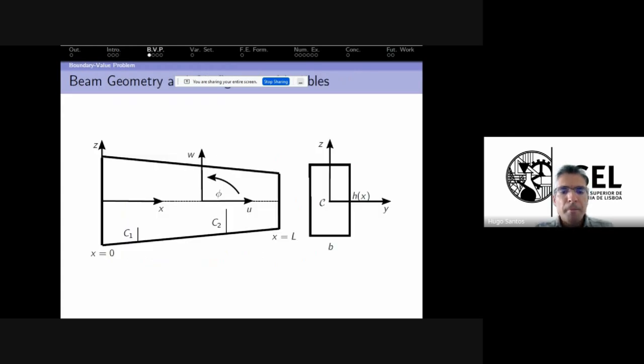We consider a two-dimensional non-uniform beam with a rectangular cross section, as depicted here, with x the axial coordinate, which varies between 0 and L, the length of the beam. Here, C1 and C2 are general cracks, potential cracks on the beam. U is the axial displacement, W the transverse displacement, and phi the cross-section rotation.